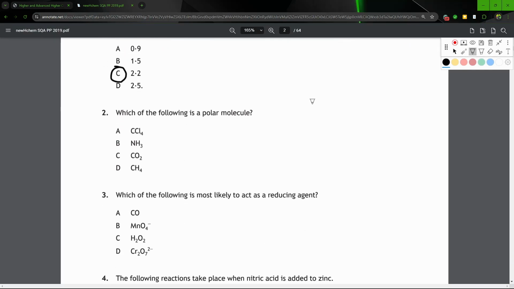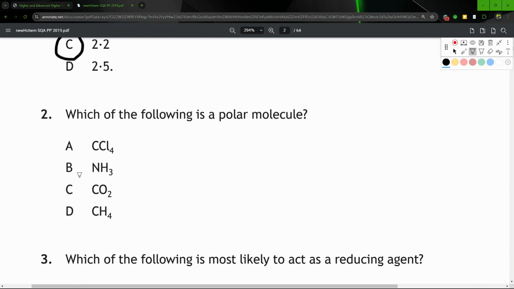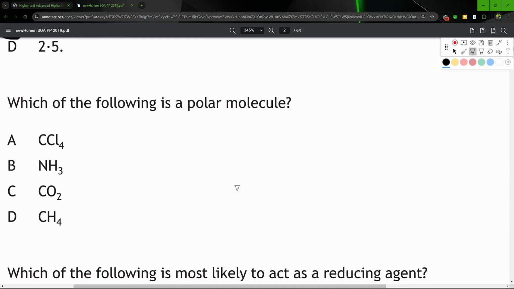Now, in a similar vein, which of the following is a polar molecule? We've got CCl4, NH3, CO2, and CH4. So this one is going to be about structure, because you notice all of these actually do have dipolar bonds, but that doesn't necessarily mean they are polar molecules. So I'm going to go and draw these out real quick. So carbon tetrachloride, let's go and draw that out.